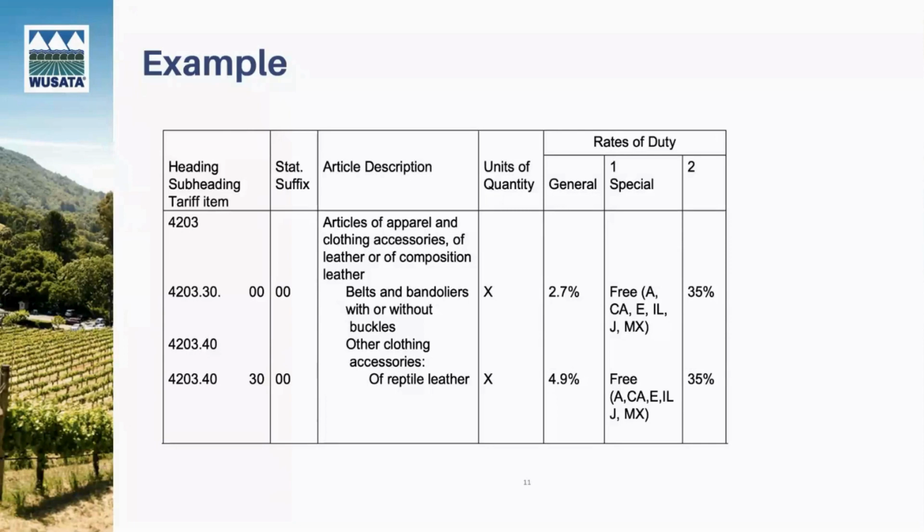Now there's something called special in column one, and they say free for A, CA, E, IL, J, and MX. Now all these letters are suffixes and abbreviations for free trade agreements. So what this is saying is that A is a NAFTA country, CA is Canada, E, I don't know, I need to look that up. IL is Israel, J is Jordan, MX is Mexico. If your product is an eligible item from these countries, eligible means it's really got to be from that country and originating from that country. It just can't be fly-by passing through that country. Then you'll get a duty-free treatment if your item is originating in those free trade agreement countries.